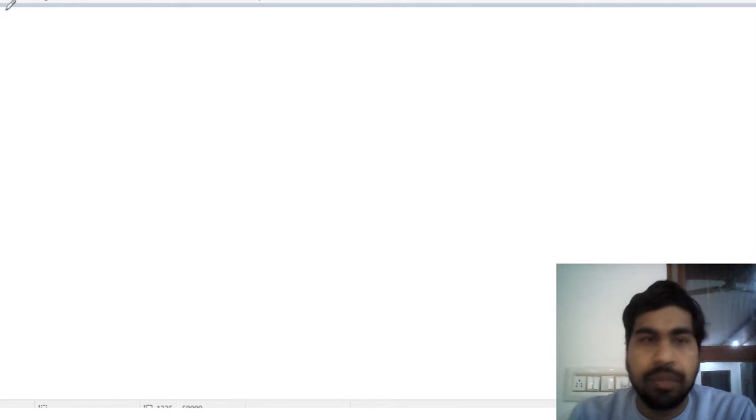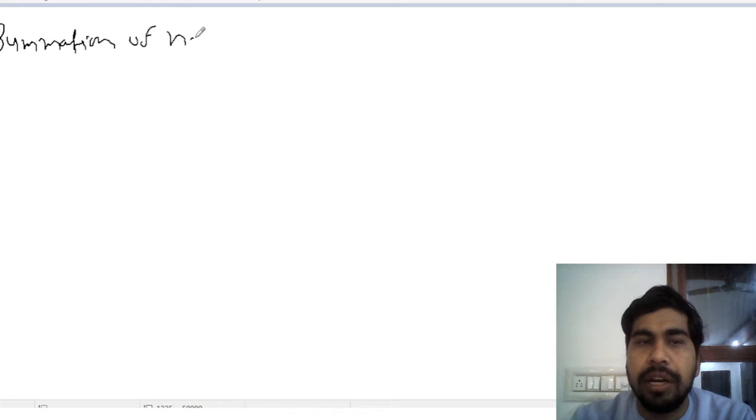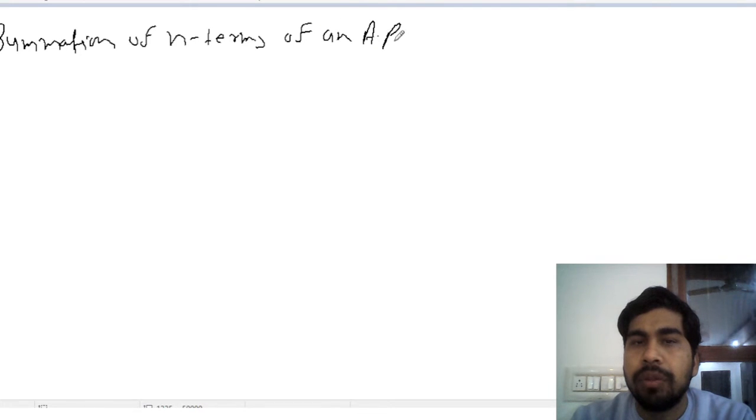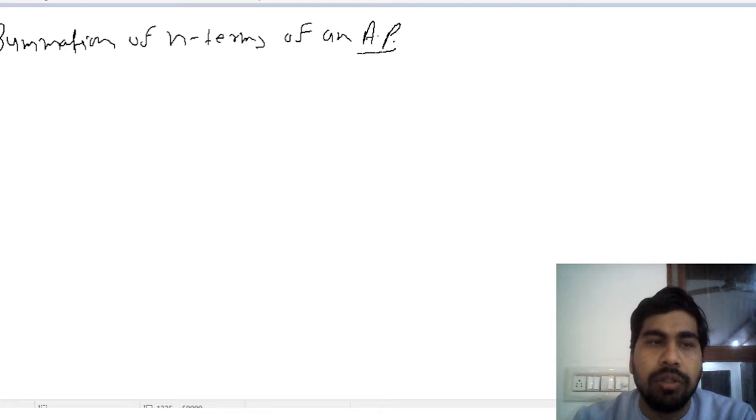Hello student, today we will start summation of n terms of an AP. Okay, so we know that Sn is used for summation of n terms of an AP, and we know that the standard appearance of an AP is like this.